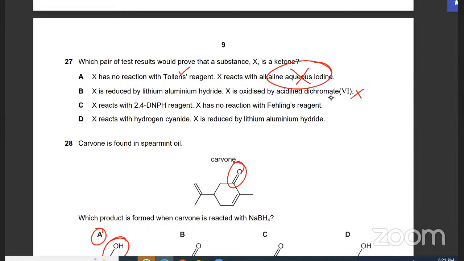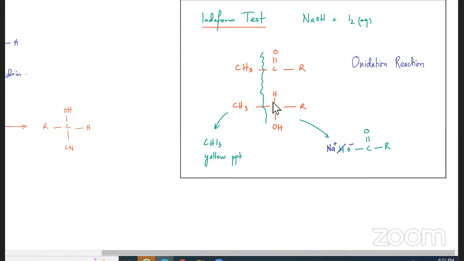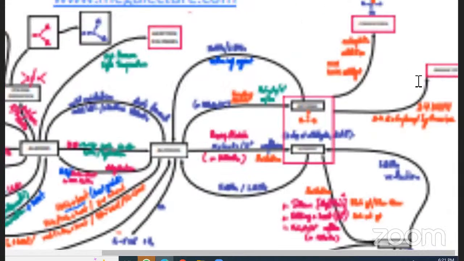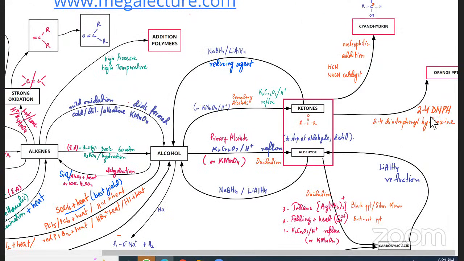It reacts with 2,4-DNPH and has no reaction. That is the correct test. Yes, sir. The way you identify aldehydes and ketones is through an orange precipitate that is formed when 2,4-DNPH reacts with it. Both of them will give a positive test. And if you want to identify one of them out of the two, then ketones don't have further oxidation.